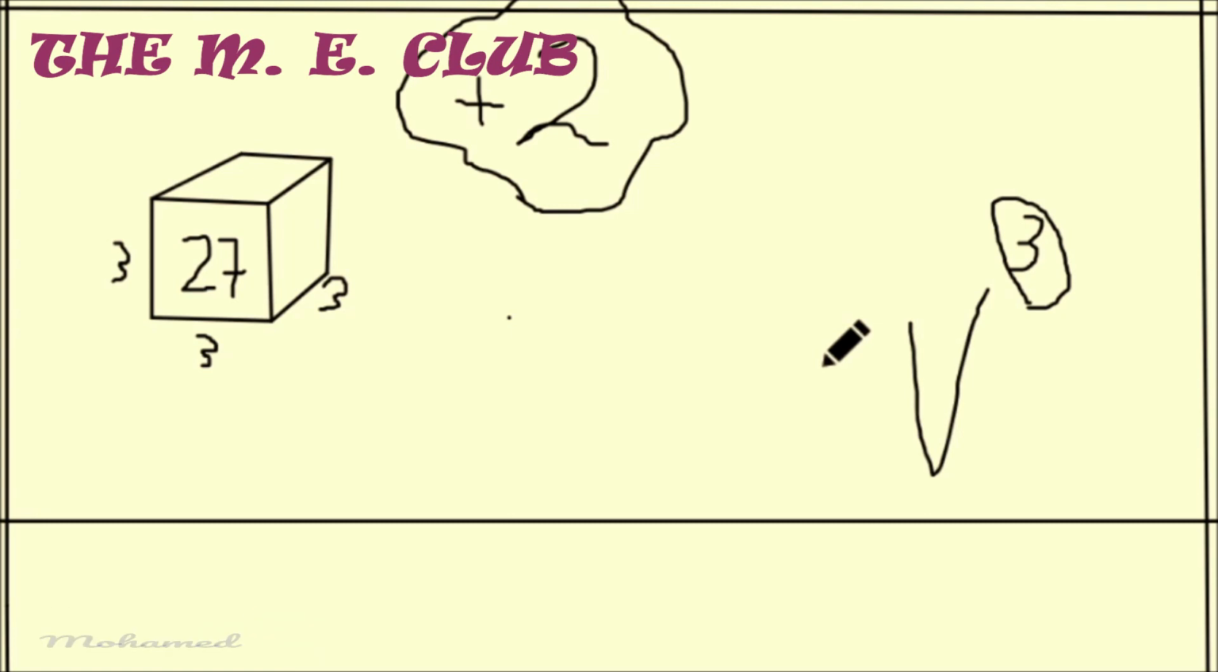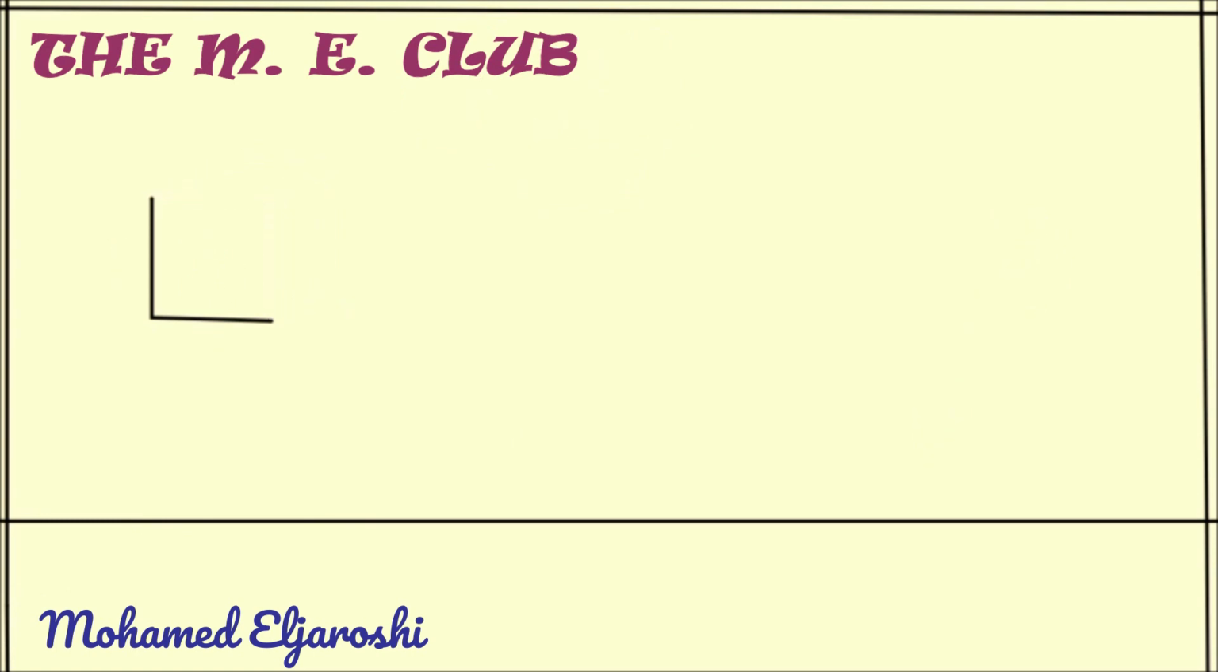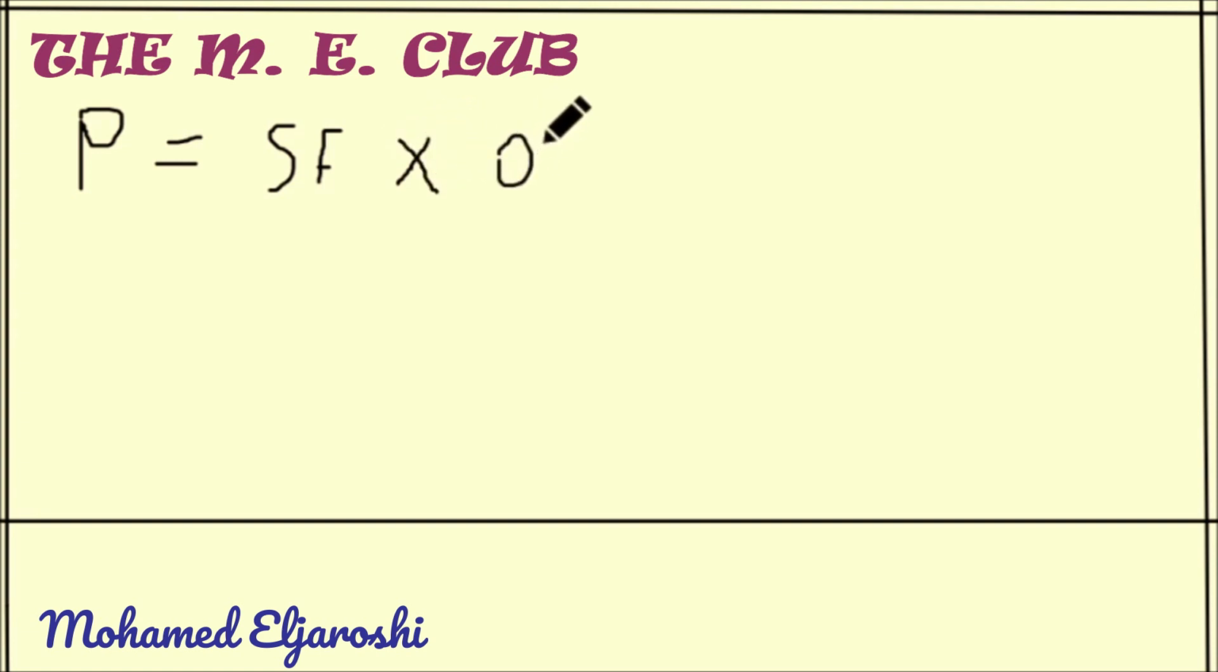So to summarize the idea, let me write it here as a summary. If we're talking about perimeter or circumference, we multiply the scale factor by the old perimeter, no problem, to get the new perimeter. So let's call this the new perimeter.